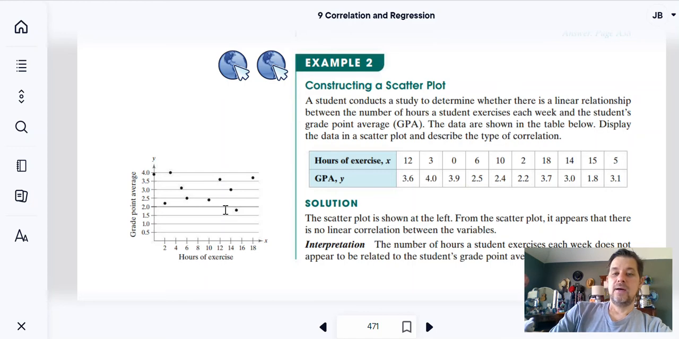Look, there's this person who doesn't exercise at all that got almost 4.0. There's a person that does a little exercise, got a perfect 4.0. There's a person that does a lot of exercise, got almost a 4.0. There's somebody that does quite a bit, but less than 2.0. It just seems like the data is all over the place. No trend. It's not like as one goes up, so does the other, or as one goes up, the other goes down.